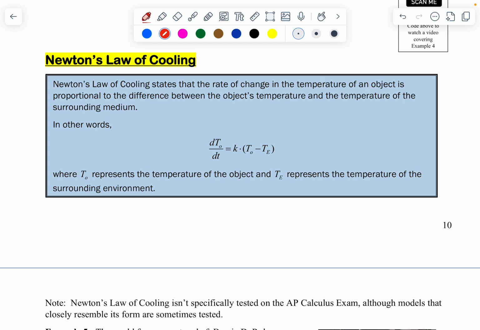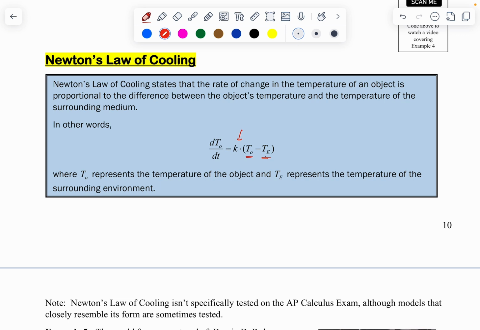So this is the equation. K is going to be proportional, or the average rate of change in the temperature is proportional to the temperature of the object minus the temperature of the surrounding environment. So the temperature of the body take away the temperature of the environment that they are in.